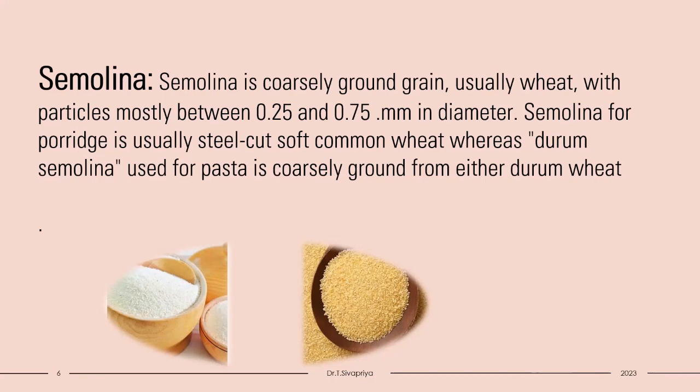Next product is semolina, which is coarsely ground grain, usually wheat, with particles mostly between 0.25 and 0.75 mm in diameter. Semolina for porridge is usually steel cut, of common wheat, whereas durum semolina used for pasta or gunji is coarsely ground from durum wheat. Semolina pudding is made by boiling or baking the grain with milk and sweeteners. The pudding can be flavored with vanilla, spread with jam, and eaten hot or cold.